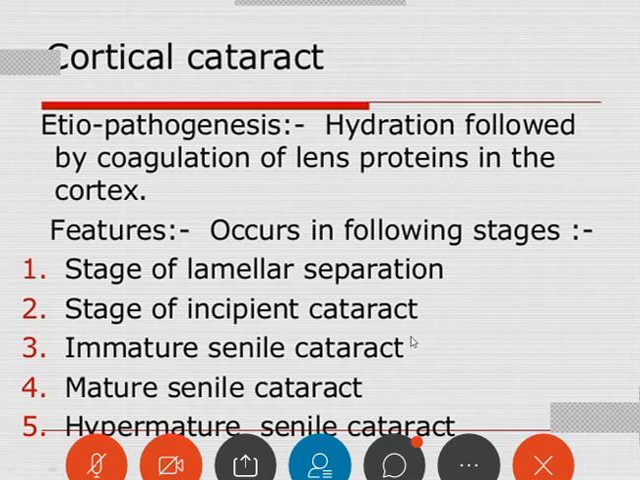And then the incipient cataract. Then it leads to the immature senile cataract, which is identified by the presence of some iris shadow due to the presence of some clear lens fibers. And the differentiation between the immature senile cataract and the mature senile cataract is the presence of that.